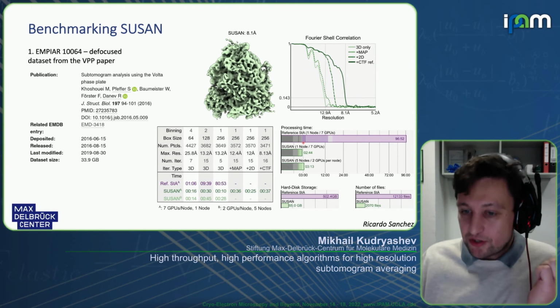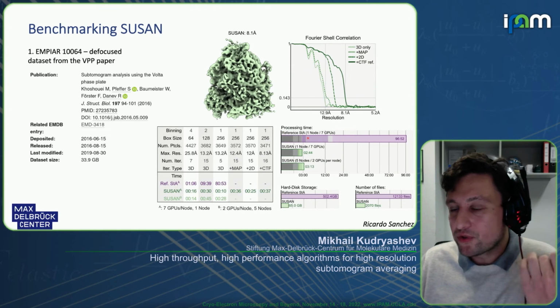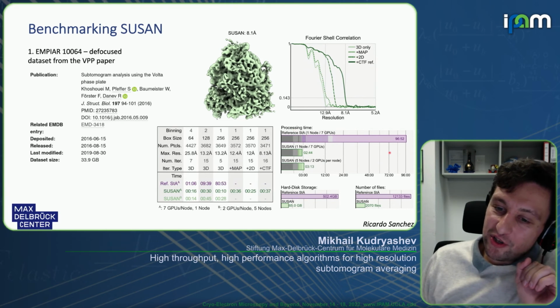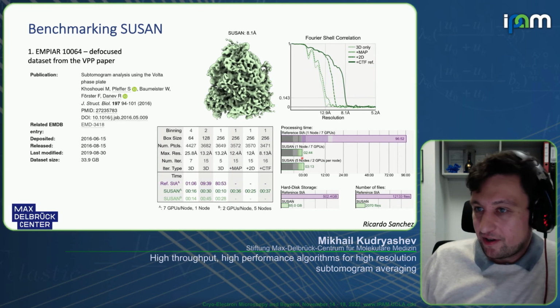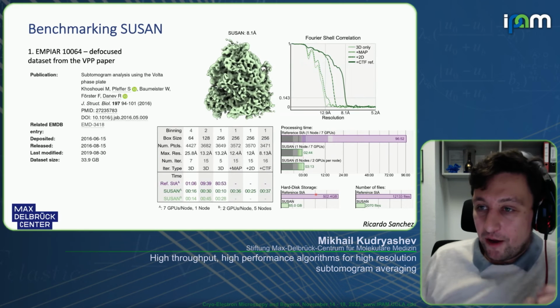And then you can see that Susan actually, so gray is the pre-processing with other software packages that you have to do, for example, tilt series alignment. This was relatively quick compared to the conventional STA processing, but Susan just performed all the iterations much faster.